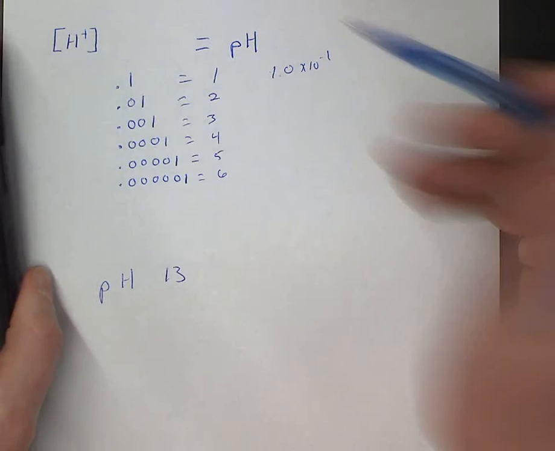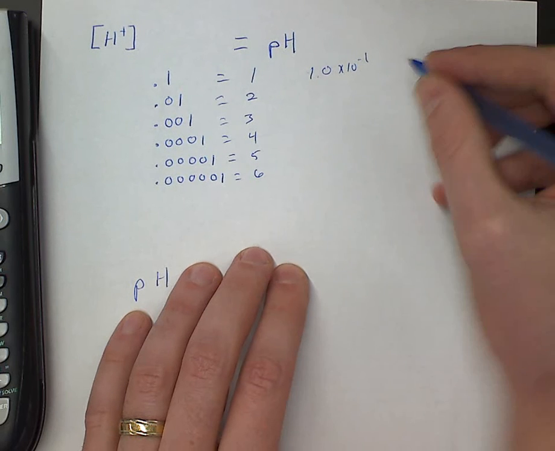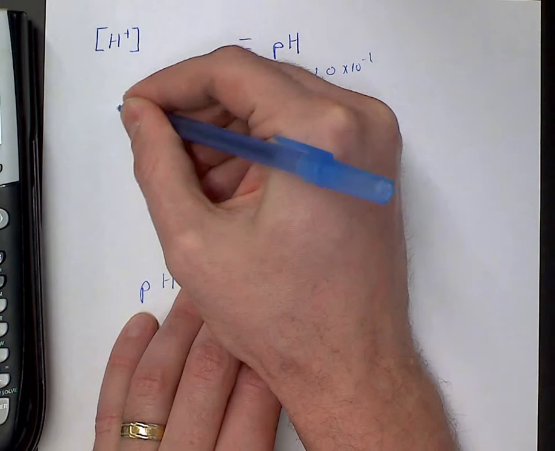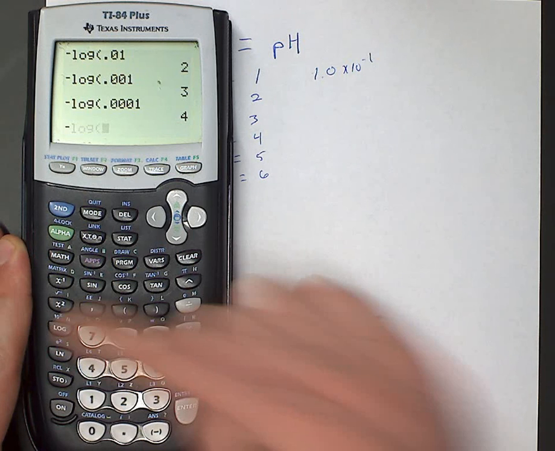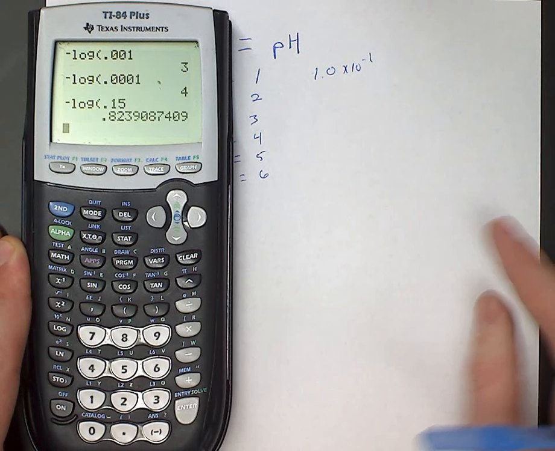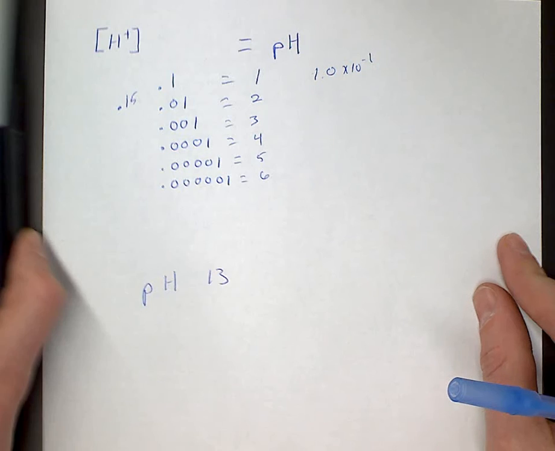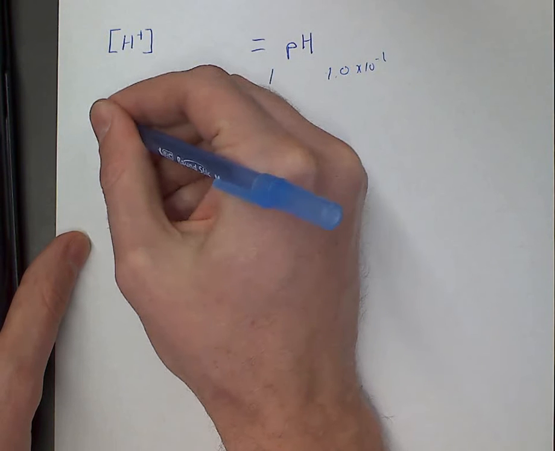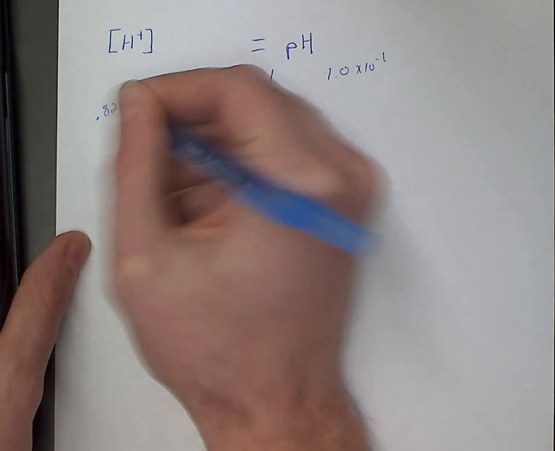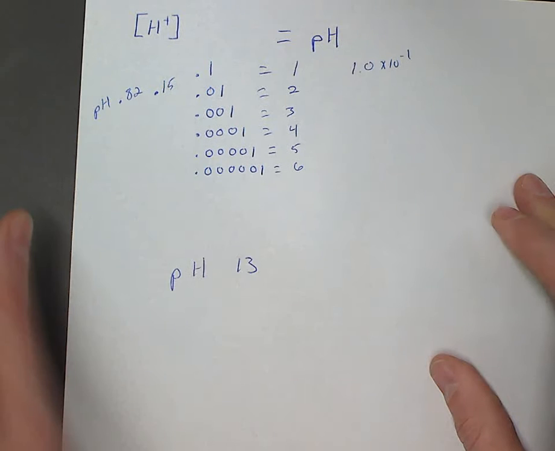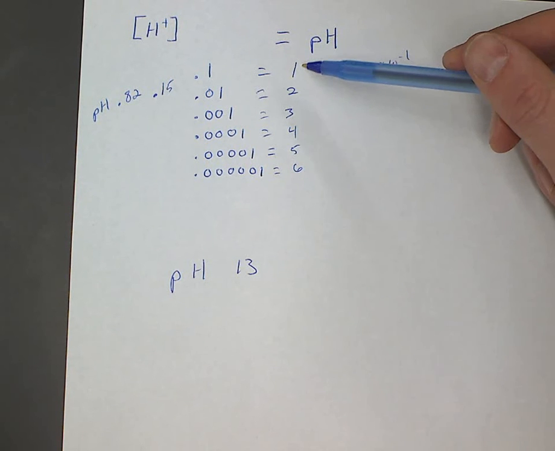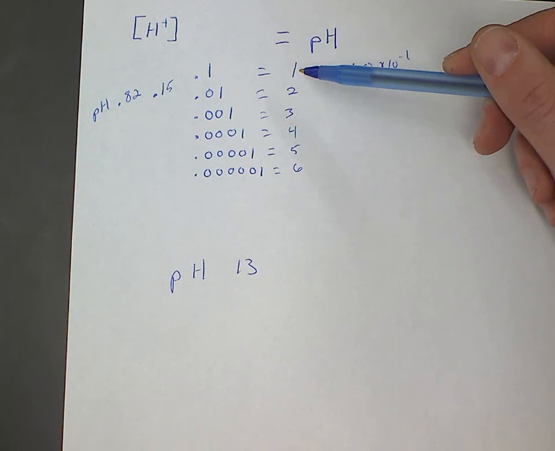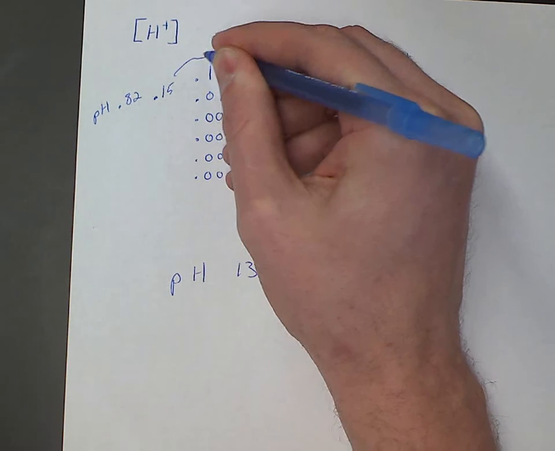What if we had a concentration that was between these two? For example, 0.15. The negative log of 0.15 gives us a pH of 0.81, or 0.82. As we look at concentrations here, this 0.15 would go right over here. That's a little bit stronger.